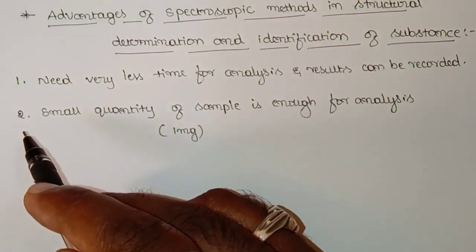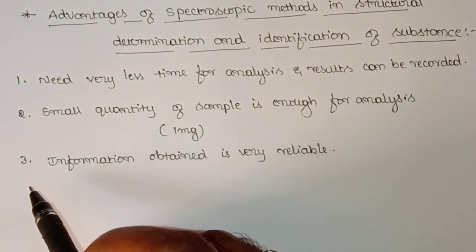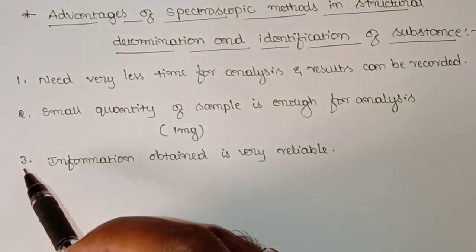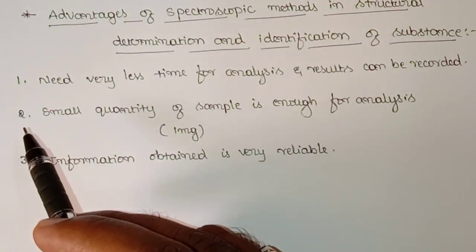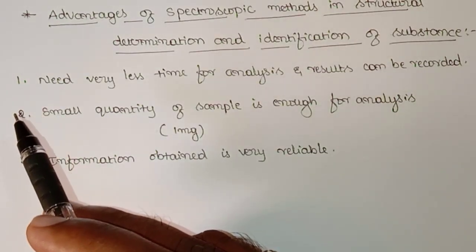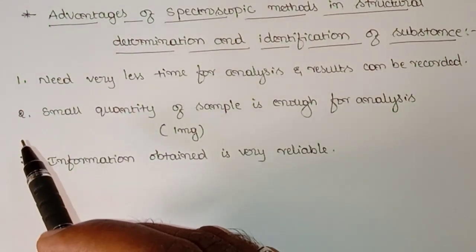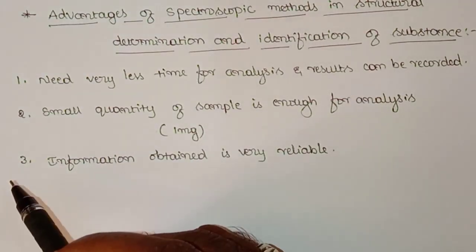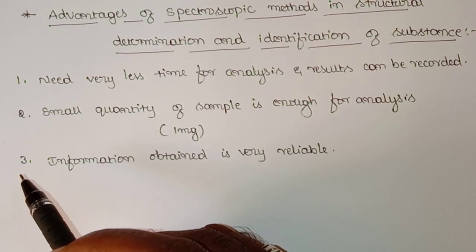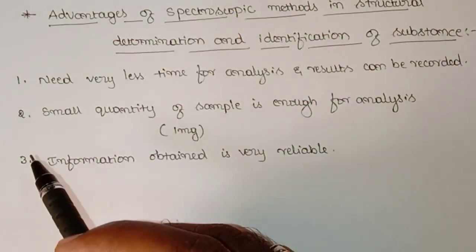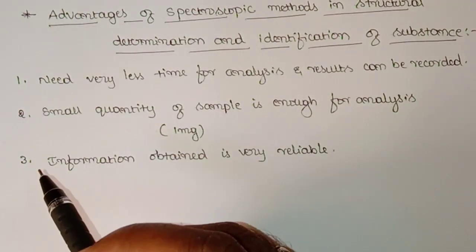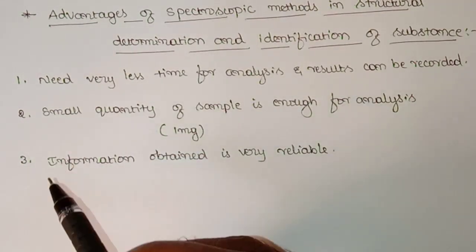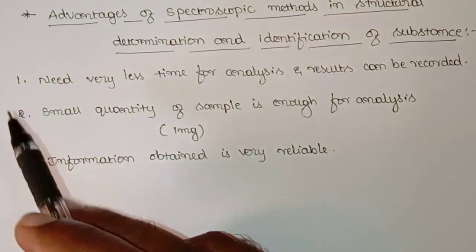Now, thirdly, after analysis, the results we get about that sample are highly reliable, and the most accurate results will be obtained for a particular substance. Since we are getting accurate results, perfect analysis of a sample is possible so that there will be no errors, so easy analysis is possible. That is the third advantage.